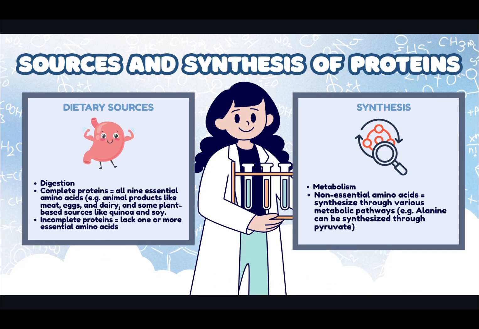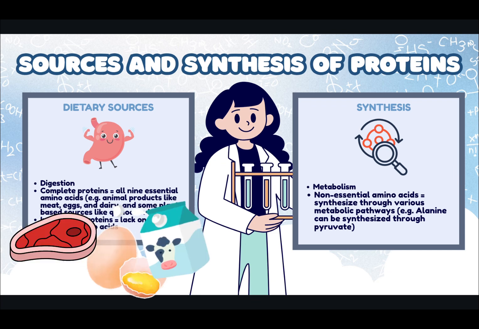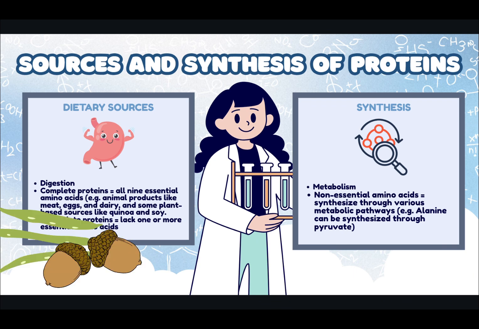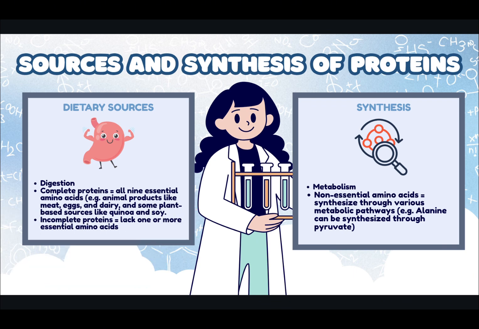Dietary sources. Proteins from food are broken down into individual amino acids during digestion. Foods are often classified by their amino acid profile. Complete proteins contain all 9 essential amino acids in sufficient quantities. Examples include animal products like meat, eggs, and dairy, and some plant-based sources like quinoa or soy. Incomplete proteins lack one or more essential amino acids.